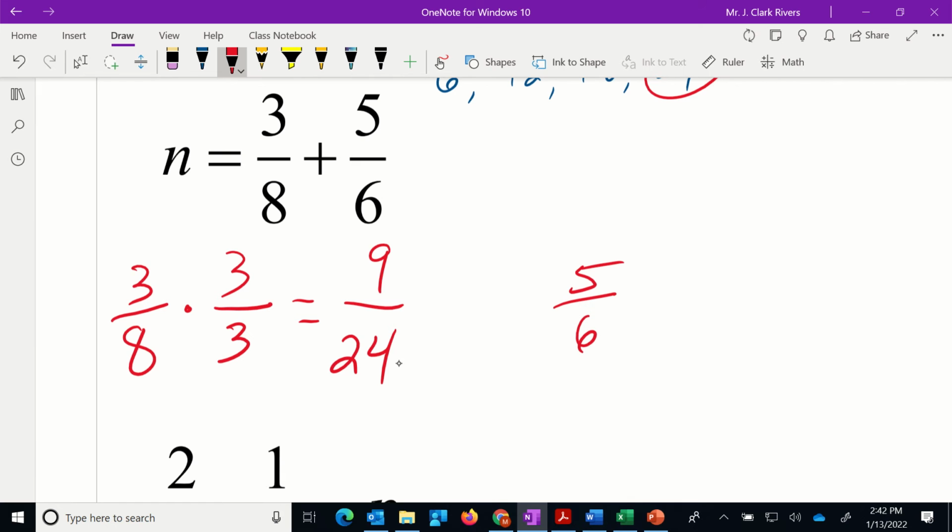5/6. We're going to multiply this by something, and we're going to get a denominator of 24. So take a moment now, see if you can do that on your own. Convert 5/6 into a fraction with a denominator of 24.